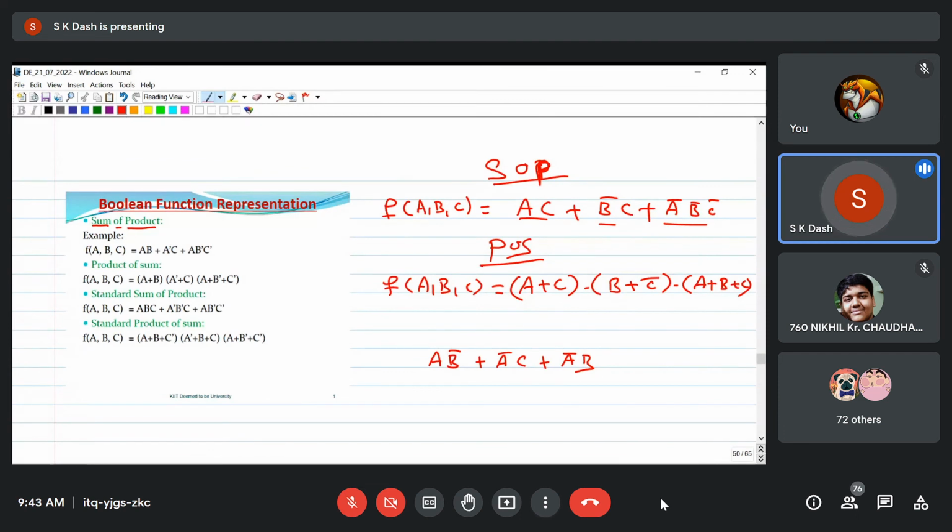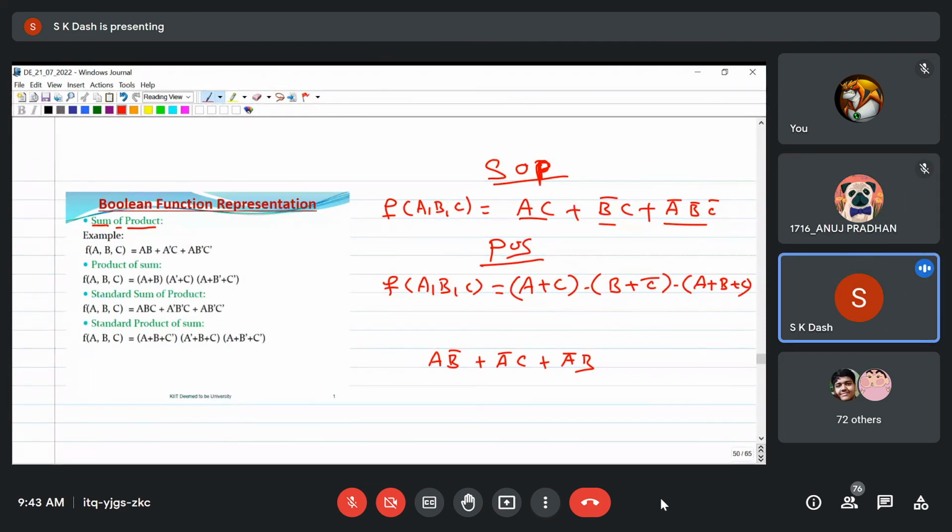So this is SOP or POS? SOP. This is SOP. Okay. Now take this example only. In the above example, how many variables are present in this function? Three variables are present: A, B, and C. If it consists of 3 variables A, B, C, in this product term, how many variables are present?